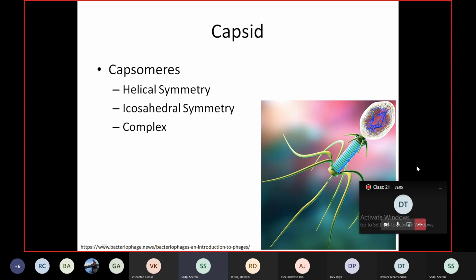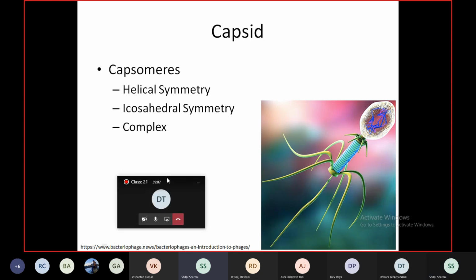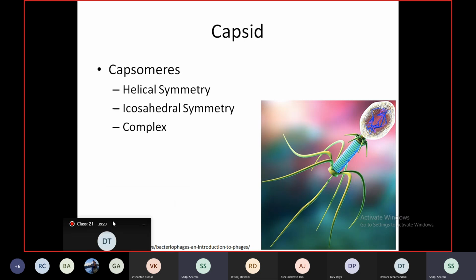And the cover, one of the roles I already told you, is to protect the genetic material, but the other role that it plays is to facilitate the entry of the genetic material into the host cell as well. It is composed of multiple copies of either one protein or a few different proteins, and the subunits are called capsomeres.